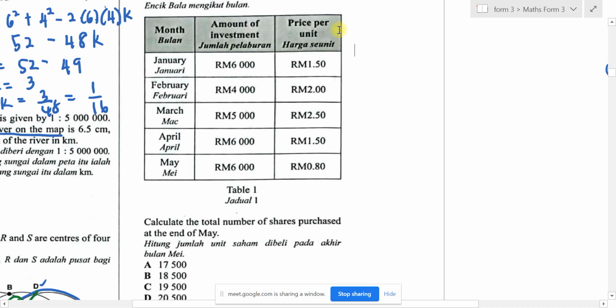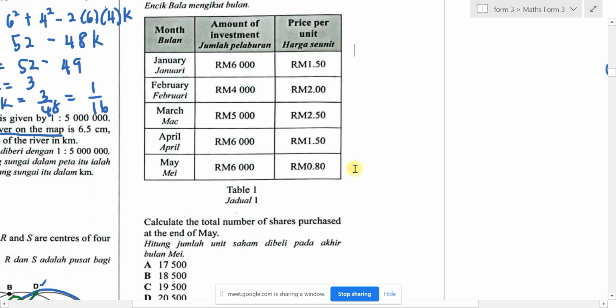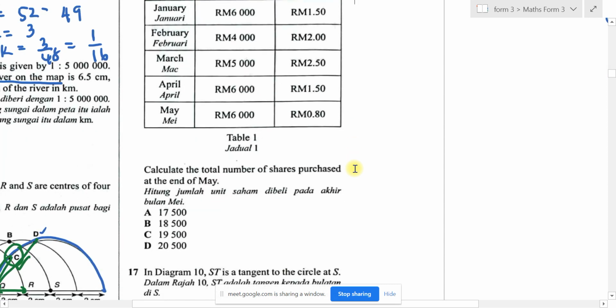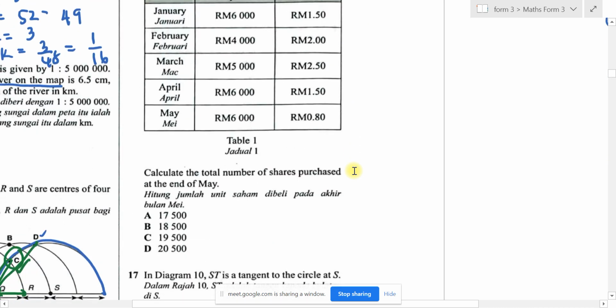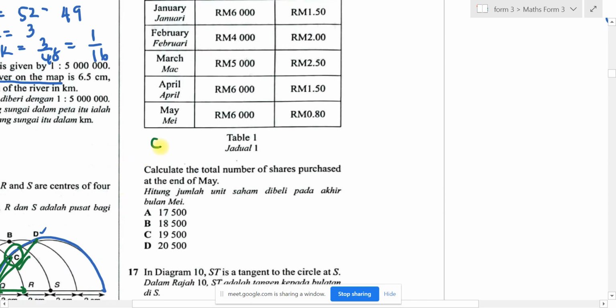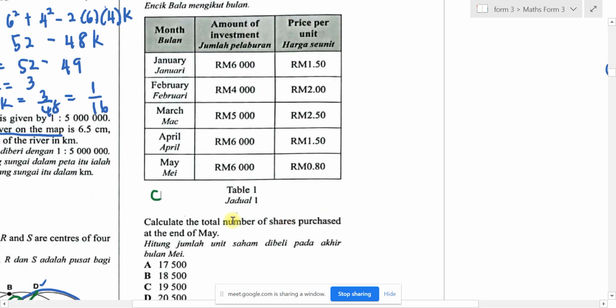Question number 16. Table 1 shows the purchase of shares by Unche Bala according to months: January, February, March, April, May. Calculate the total number of shares purchased at the end of May. What is your answer, Risalachi? C, sir. Okay, let us see whether C is correct or not.